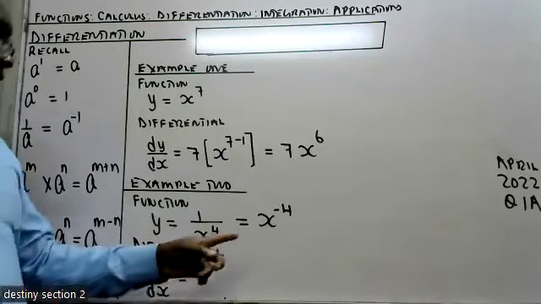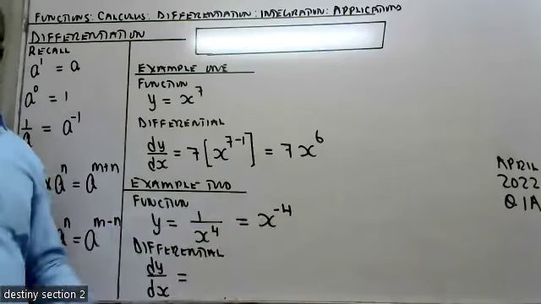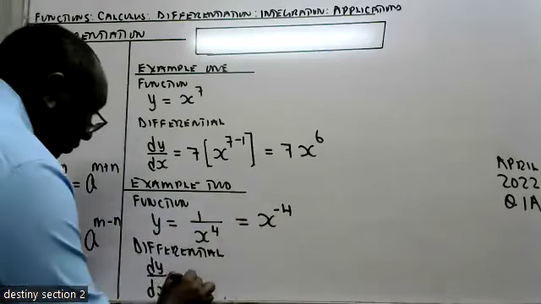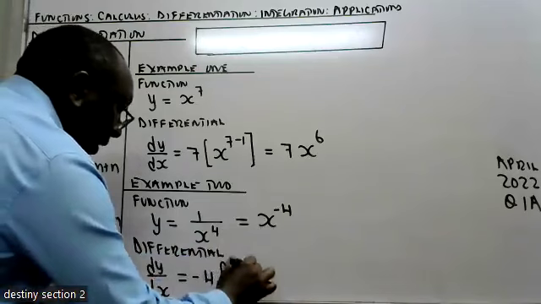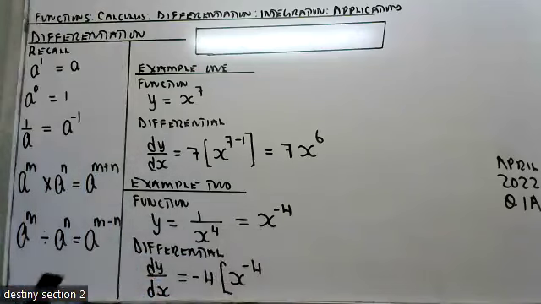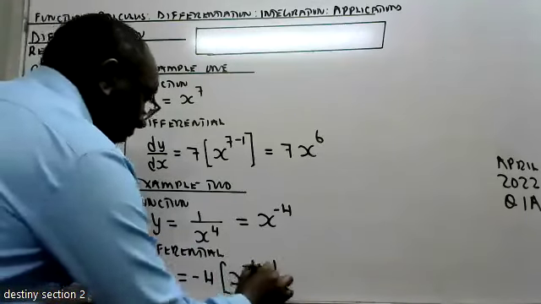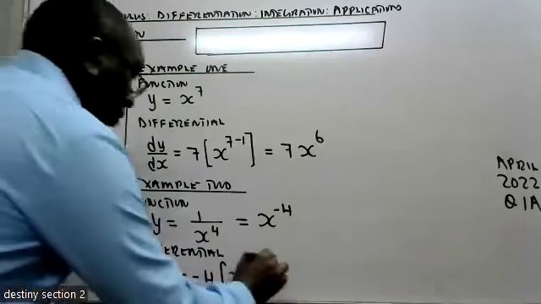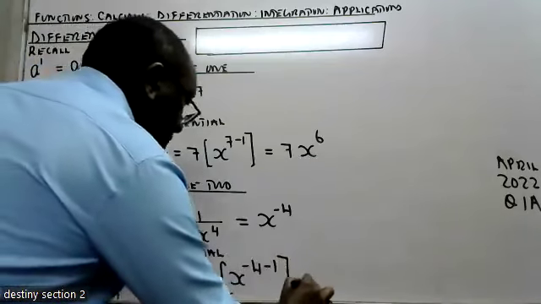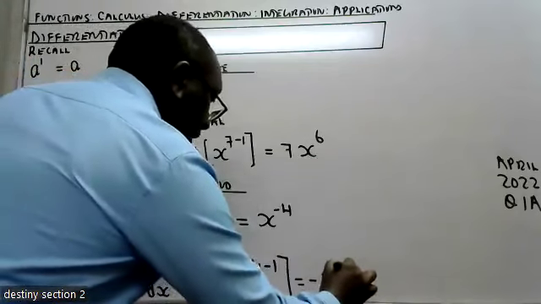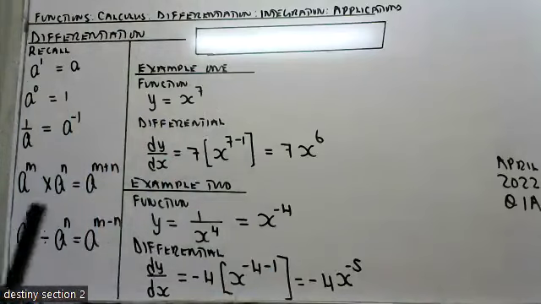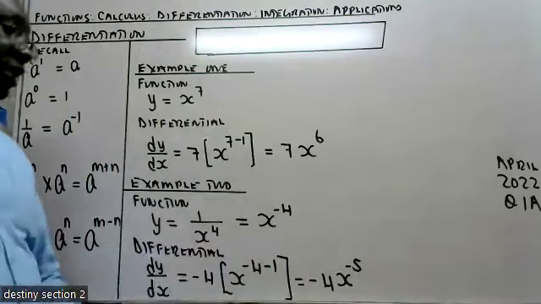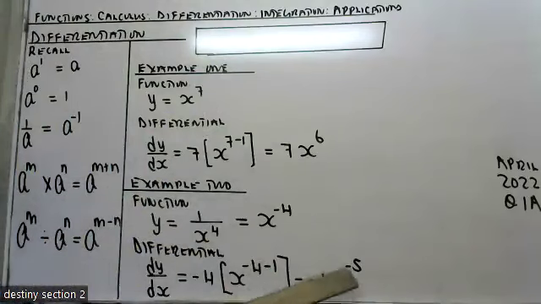I've said two steps. So we take this power, minus 4. We use it to multiply this function, x raised to the power minus 4. Then step number 2, you reduce the power by 1. So when you do so, this becomes minus 4x raised to the power minus 5. You can leave it that way, or you can choose to return it the way it was, but we prefer it being left that way.